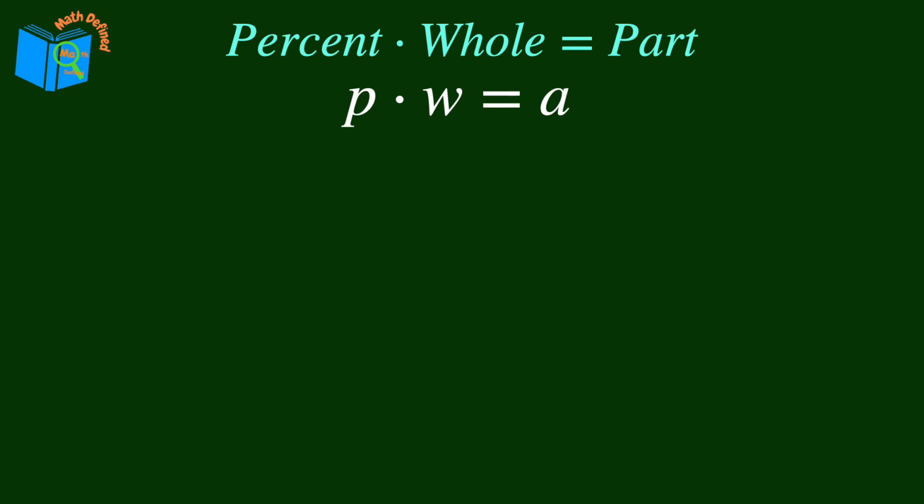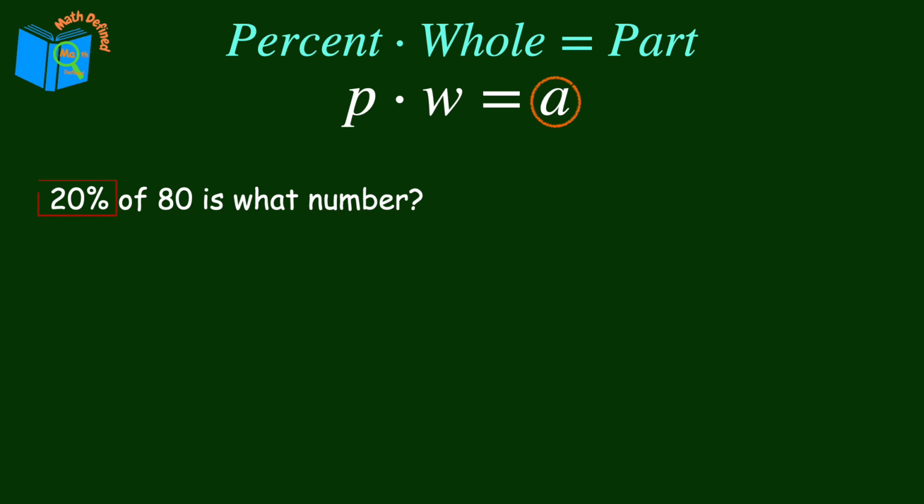Let's begin with the most common type of percent problem, when you're given the percent and the whole and you're solving for the part. Let's try one. 20% of 80 is what number? We'll plug the numbers into our percent equation and solve for the missing part. Let's start with 20%. Now, here's a choice. You can write the percent as a fraction or a decimal. For this one, I'll use a fraction to show you how it works.